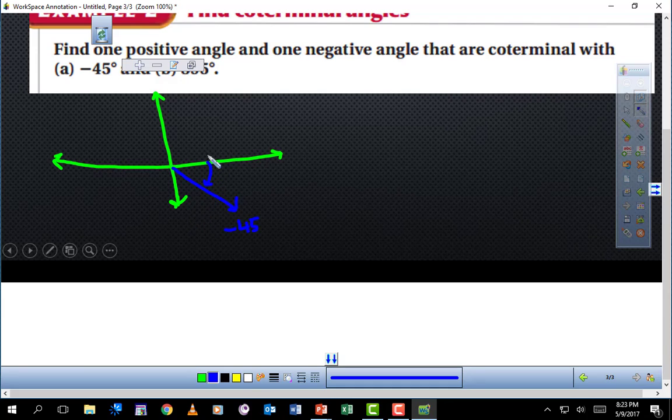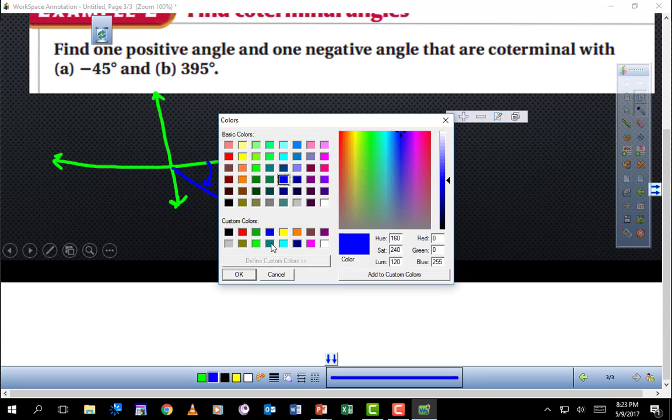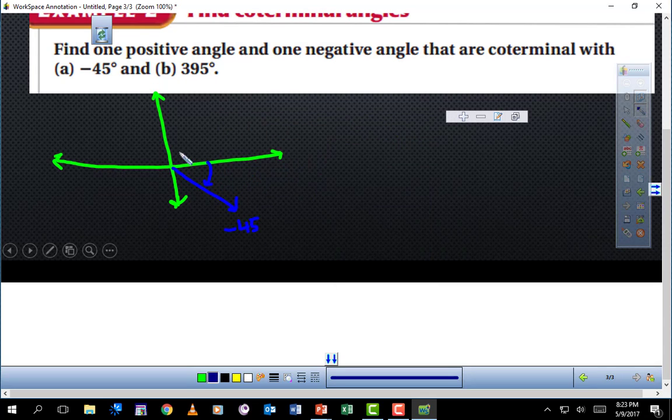One of the ways we want to go is the positive direction though. We want the positive one and we want a negative one. So going the positive direction, I'll just use a different color here. How about purple? Okay, so going the positive direction, we go here, we go here, we go here. Now, this is almost a full circle.